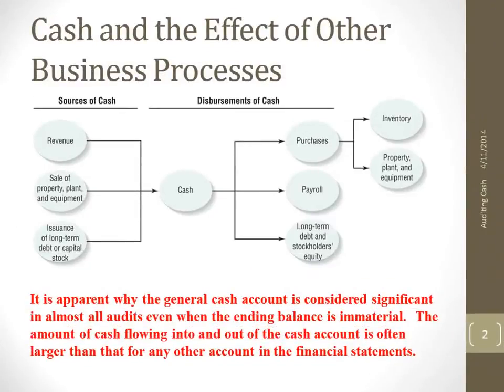And so obviously cash is going to be a significant account in both the revenue cycle and in the expenditure cycle. Right? So when we talk about the audit of cash, we're going to look at the sources of cash. So how is cash generated? And obviously cash can be generated from the revenue cycle, right? Because you're selling goods to customers and hopefully you're collecting on those goods.